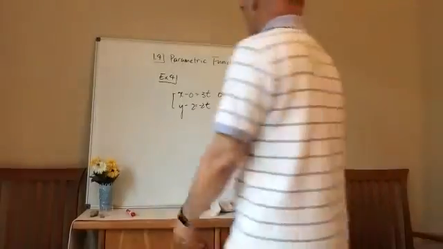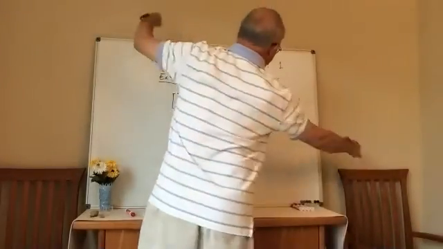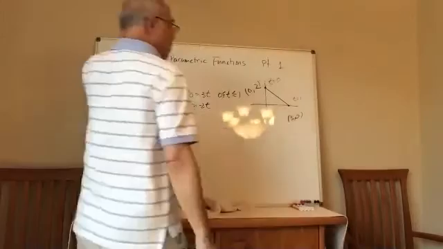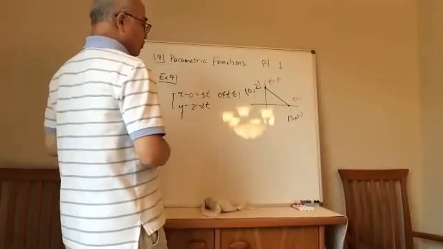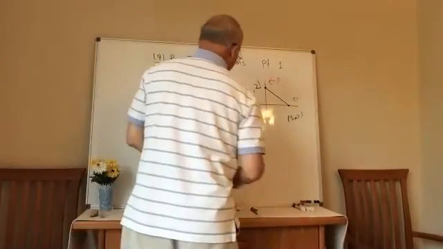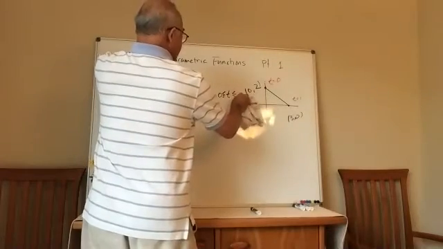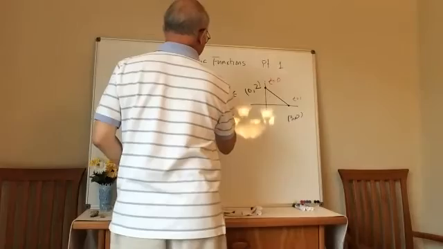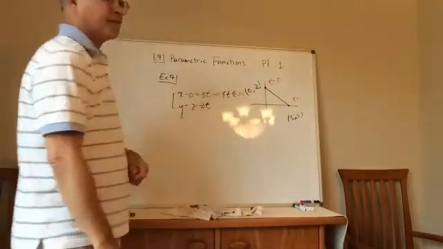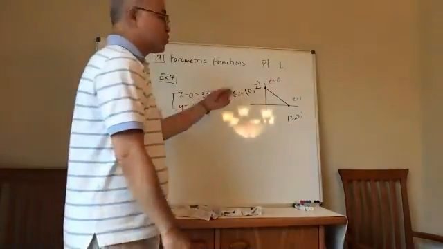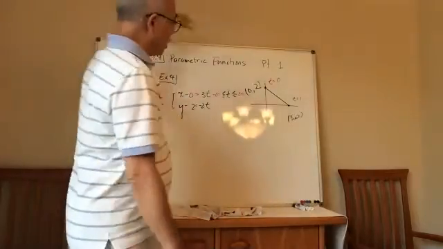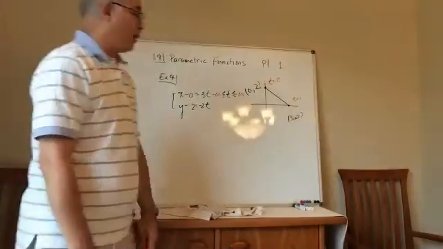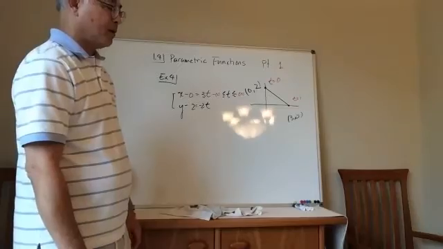How would I change this from a line segment to the entire line? In order to change it to the entire line, I would change this restriction to that. In other words, there would be no restriction in time. It would go all the way from here all the way down there. Okay? All right.